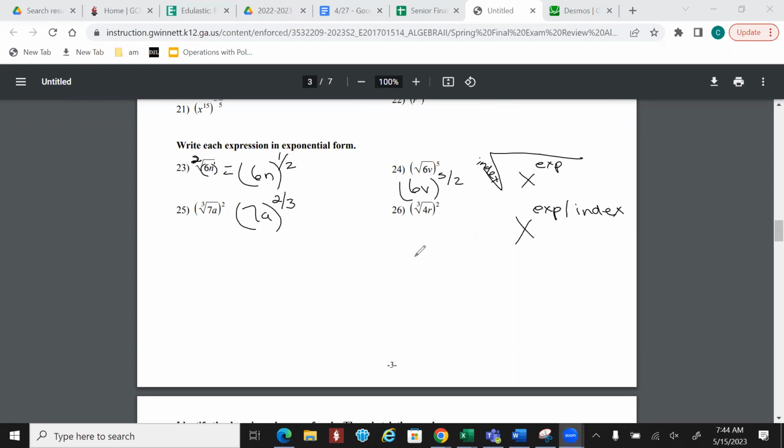All right, for this next one, we have 4r. We're going to raise it to the 2/3. Any questions over this?